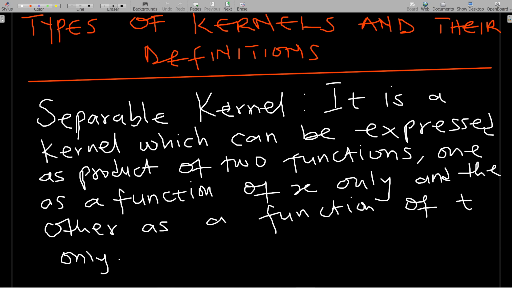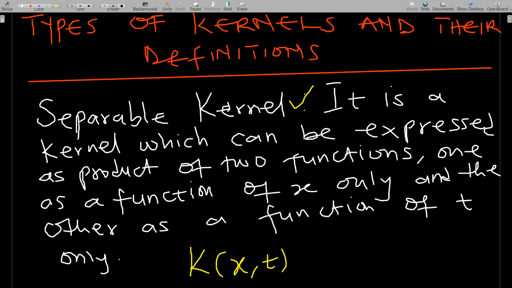So the first kind of kernel is the separable kernel. A separable kernel is a kernel which can be expressed as a product of two functions, one a function of x only and the other a function of t only. If you can break your kernel k of x t in the integral equation into a product of two functions, just multiplication of two functions, then you have a separable kernel.